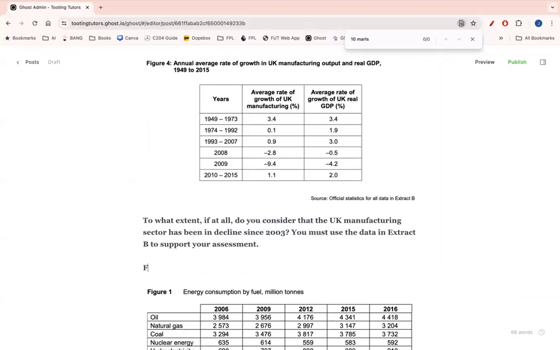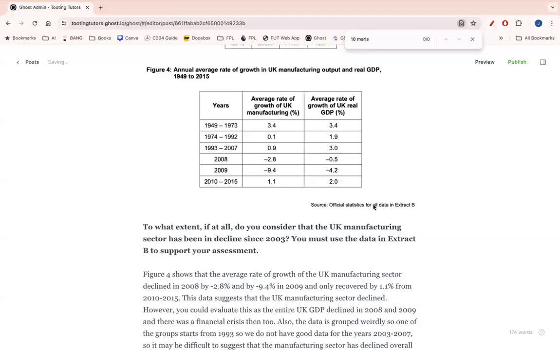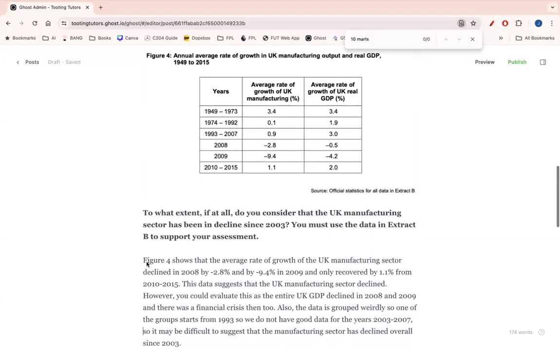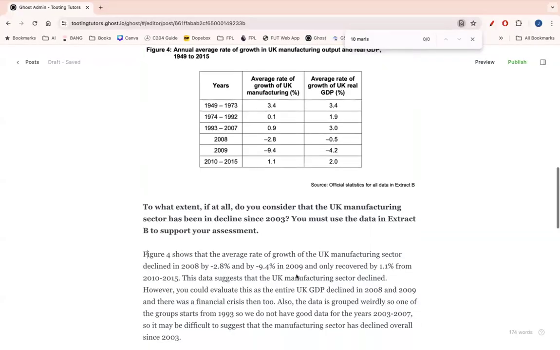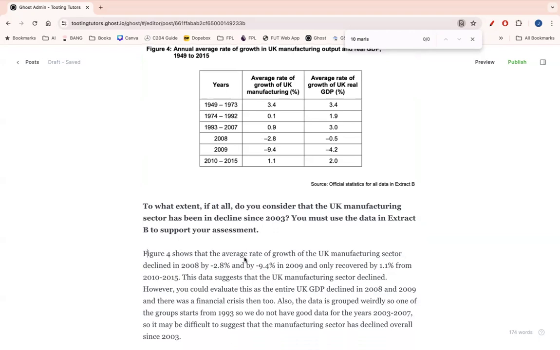Figure 4 shows that the average rate of growth of the manufacturing sector declined by 2.8% in 2008 and then 9.4% in 2009. This would suggest that the manufacturing sector has declined. So nothing too fancy, just pick your most obvious points.